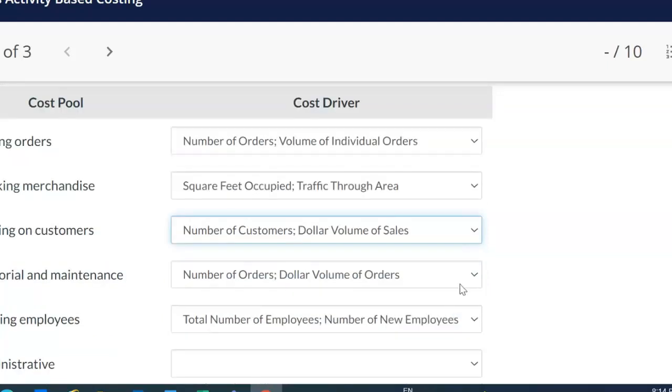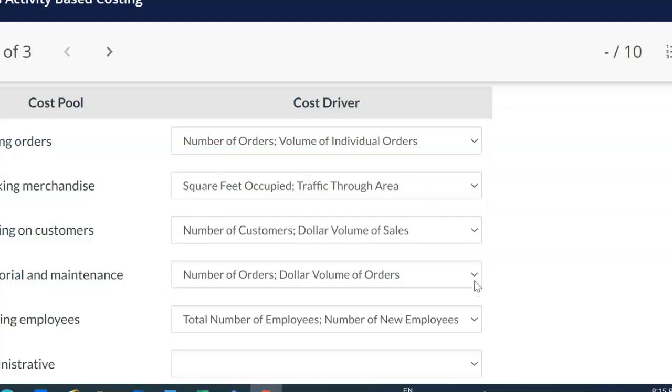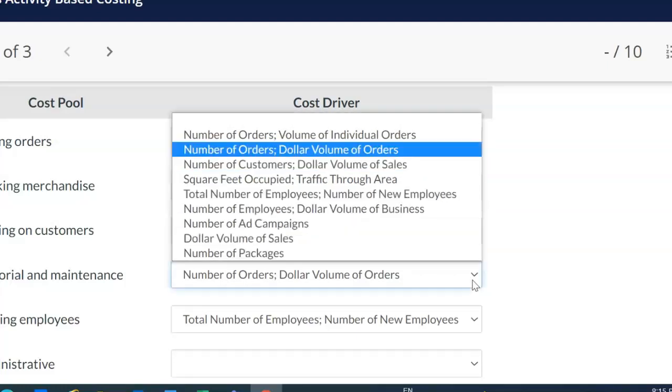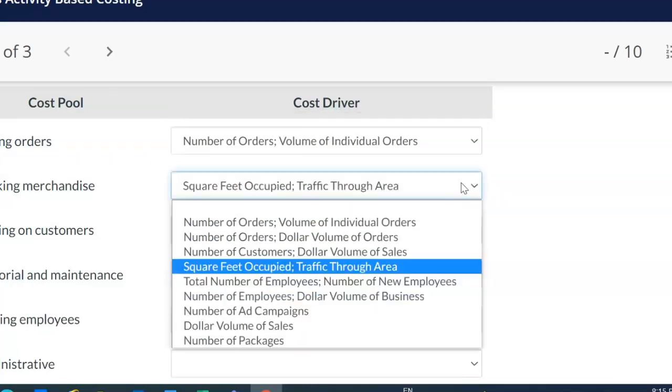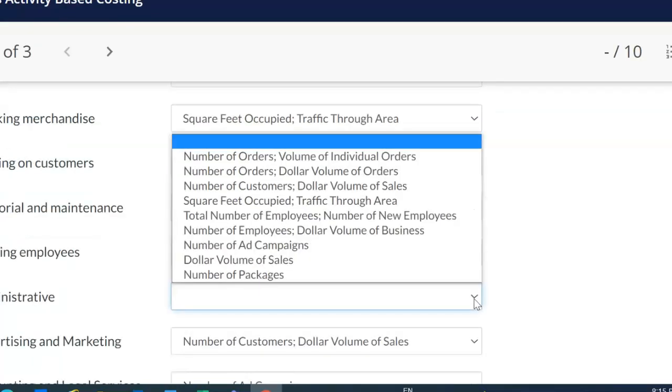Okay, janitorial. That one's easy. The traffic through the area. Can you still hear me? Yeah, okay. Janitorial and maintenance, click on it and see what our choices are. Square feet. Okay. Number of square feet. Okay. Training employees. Number of new employees. Hey, wow, very good. Administration, now that's probably number of employees. Yeah, the more employees, more administrative costs. Good. The dollar volume of business.